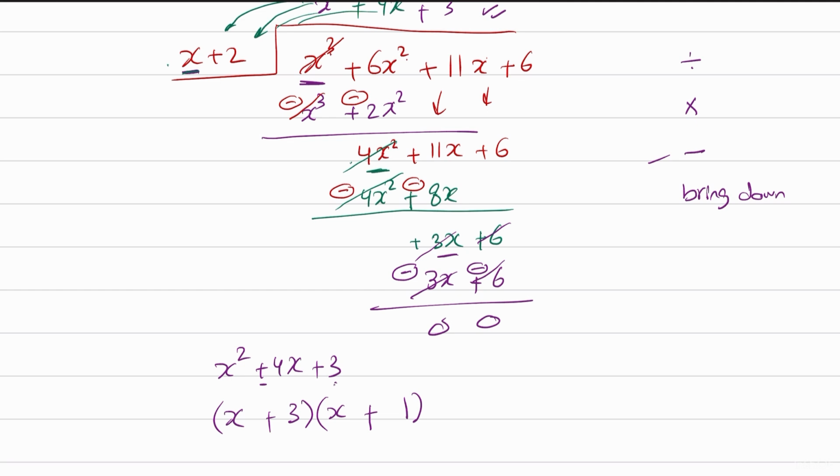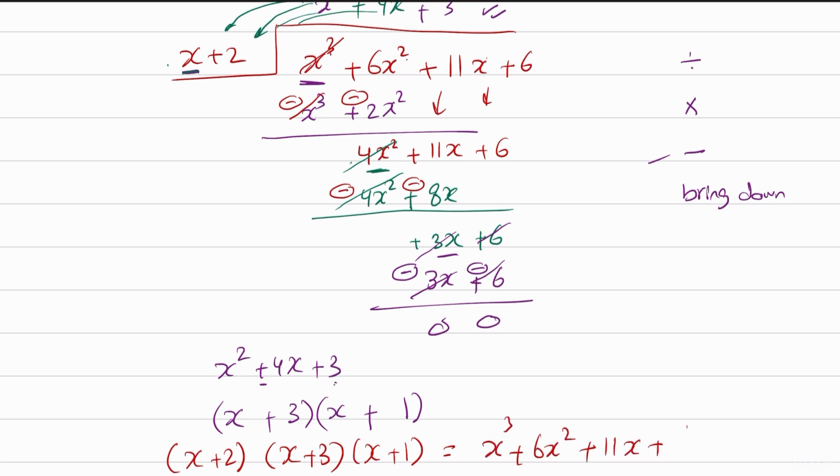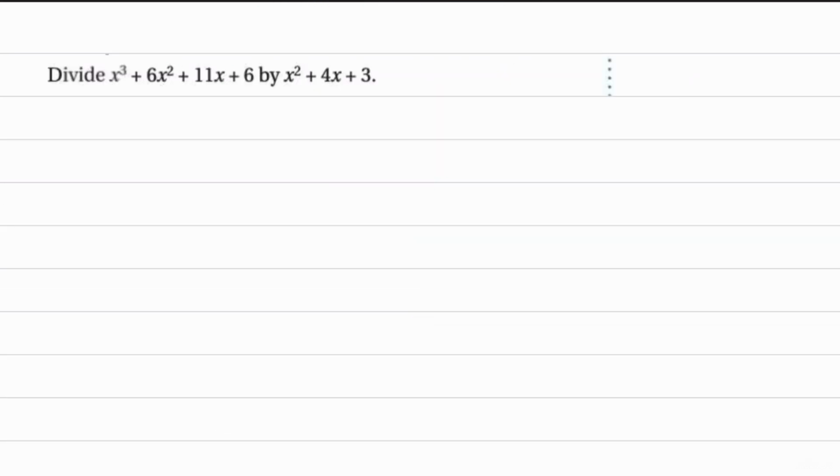By the way, if you multiply x plus 2, by x plus 3, by x plus 1, we come up again with your expression x power 3 plus 6x power 2 plus 11x plus 6, and this is the final answer. We have x power 3 plus 6x power 2 plus 11x plus 6 divided by x power 2 plus 4x plus 3.